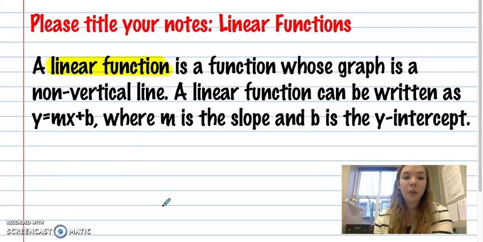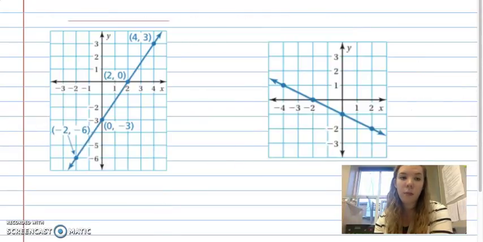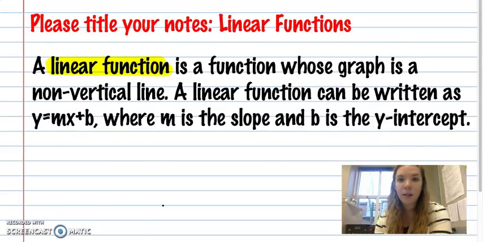So here, we're talking about linear functions, and we've already talked about lines, so most of today really should be review. But a linear function is a function whose graph is a non-vertical line, so all straight lines except for vertical ones. A linear function can be written as y equals mx plus b, where m is the slope and b is the y-intercept. And we should already know that, so that's review. So I do want you to pause and write this down.